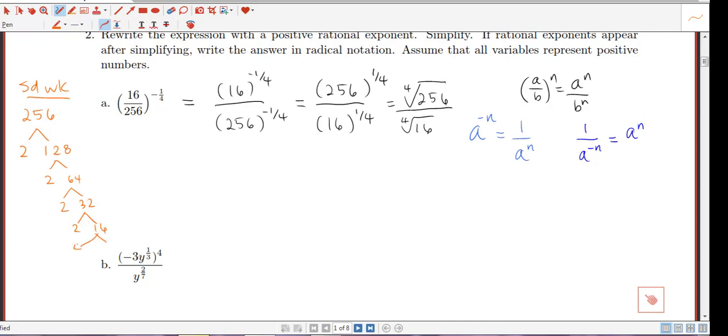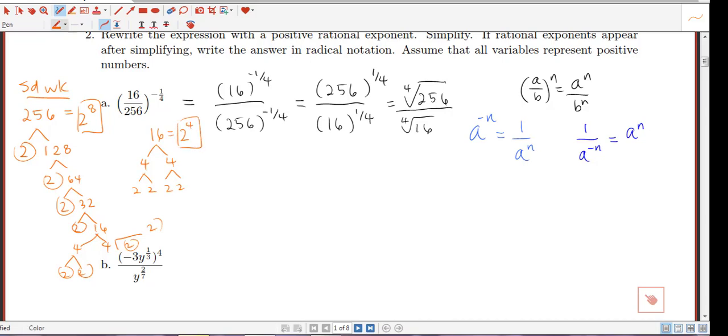All right, 16 is 4 and a 4, 2 and a 2, 2 and a 2. So how many 2's do we have going on? We have 1, 2, 3, 4, 5, 6, 7, 8. So 256 is 2 to the 8th. Now let's go with the 16. All right, 16 is 4 times 4, which is 2, 2, 2, 2. So 16 is 2 to the 4th power.